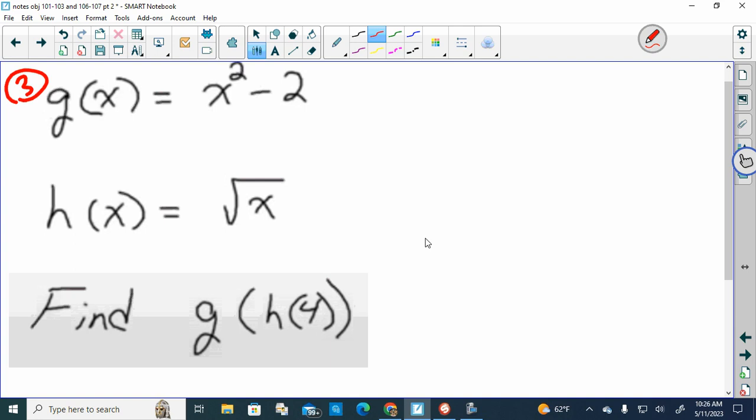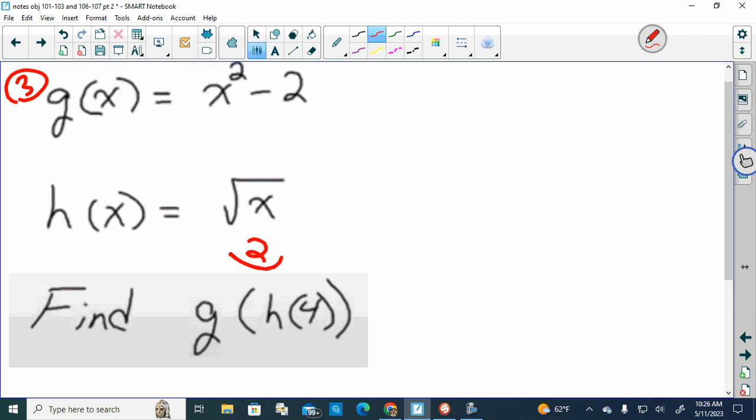Okay, so this one works out all the way down where everything is gone. So if I'm plugging in 4 for x, for the h of x, I'm plugging in 4 here, so that means I would put a 4 there. So the square root of 4 is 2.